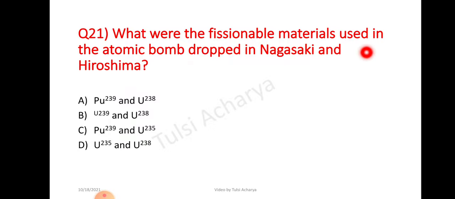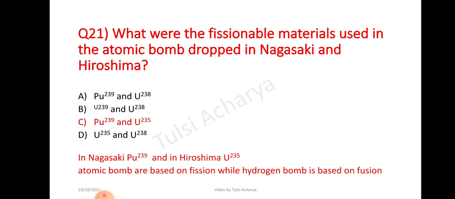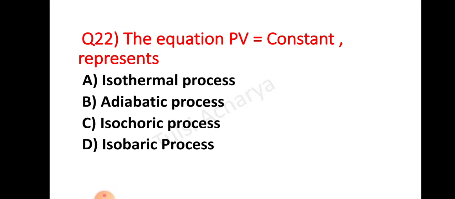What are the fissile materials used in the atomic bombs dropped on Nagasaki and Hiroshima? Nagasaki is coming first. In Nagasaki, the bomb that was dropped was Pu-239, and in Hiroshima, the fissile material that was used was U-235. So option choice C is the correct one for question number 21. Now let's move to question number 22.